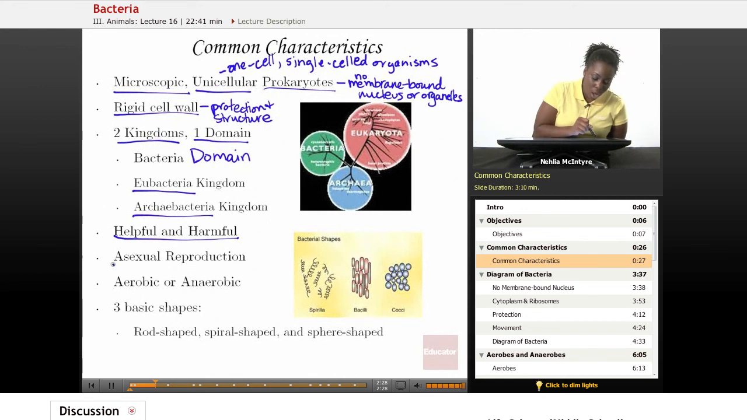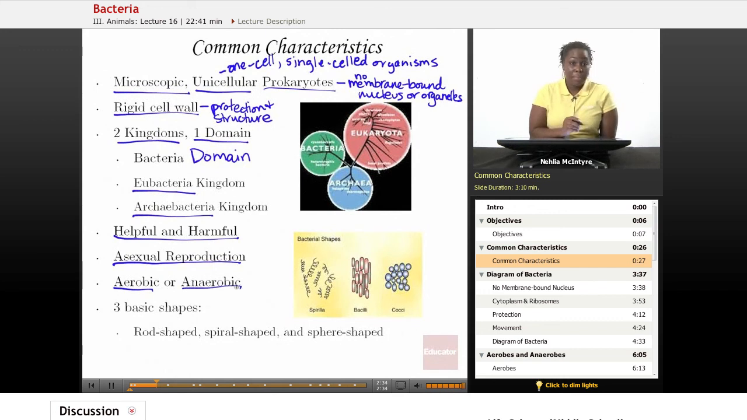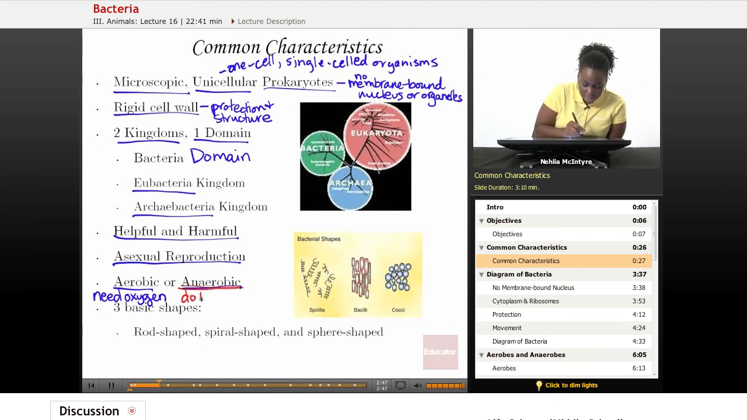They, in general, all reproduce asexually, and they are either aerobic or anaerobic. What does that mean? Aerobic means that they need oxygen in order to survive, whereas anaerobic means that they do not need oxygen.